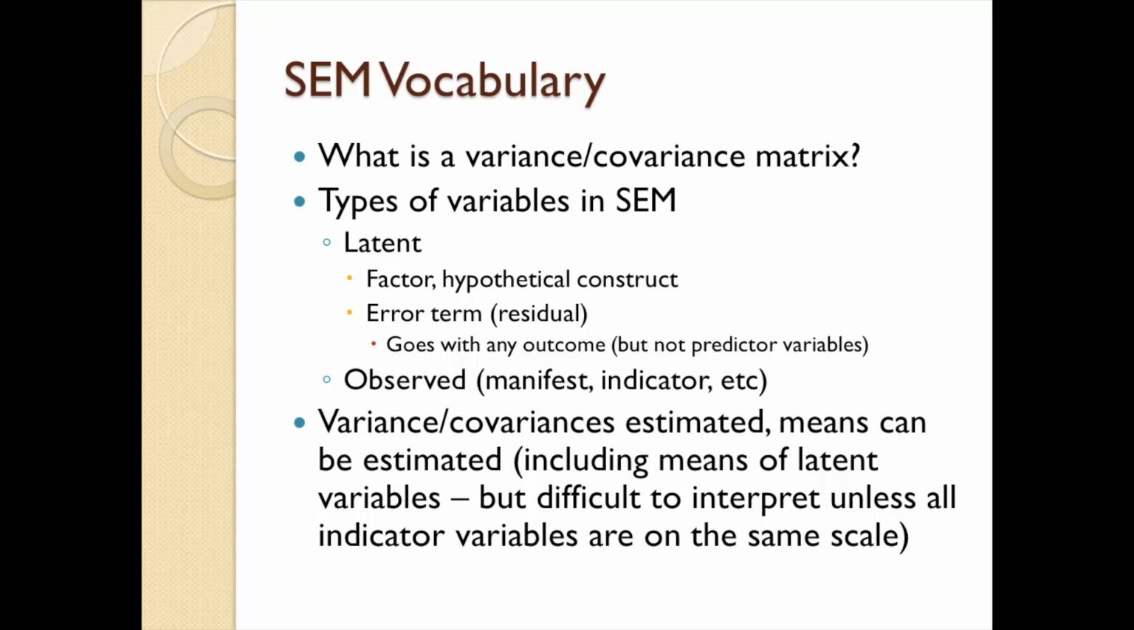And the error terms, which you'll learn more about, or residuals, are a type of latent variable. And these are attached to any variable that's an outcome in the model. Not predictors, just outcomes, unless sometimes you have a variable that's a predictor and an outcome in a model, in which case it would have an error term. Observed variables, or the ones that are measured in your data set, are sometimes called manifest variables, or if they're part of a measurement model, if they're part of a confirmatory factor analysis, then they are usually indicators of a latent variable. We sometimes talk about them that way.